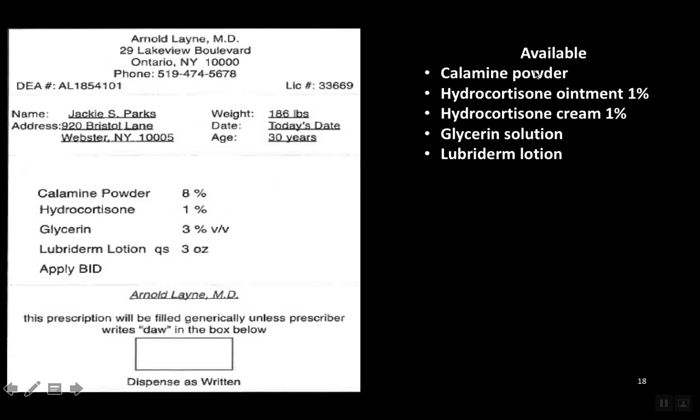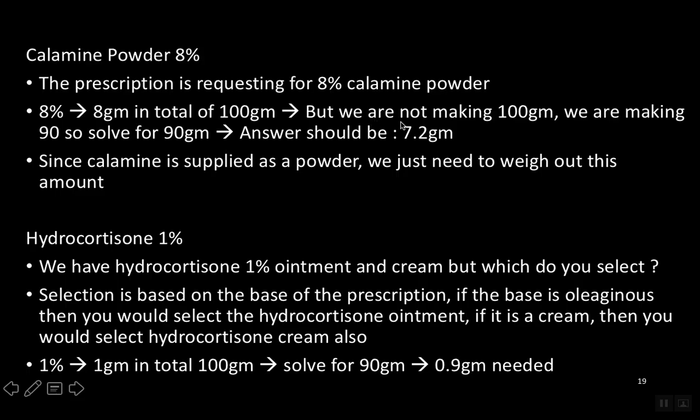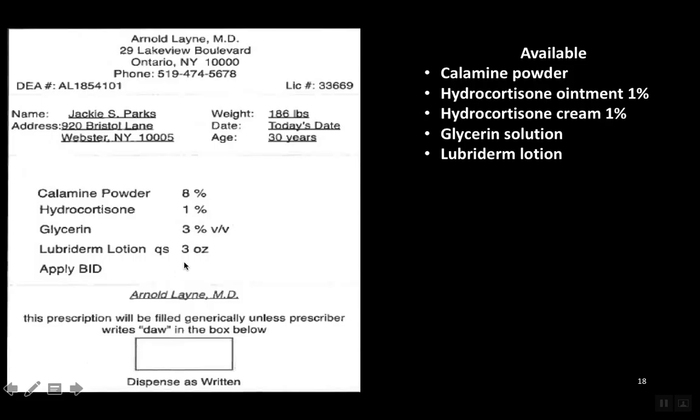This is what's supplied to you in the pharmacy based on what's needed in the prescription. So they want you to make a total of 90, right? 3 ounce. Is it 90 ml? No, it's weight. It's always weight in this case. You also have glycerin, which is in volume over volume. So that automatically tells you it's liquid. It's more of an oily substance, but let's just keep going.